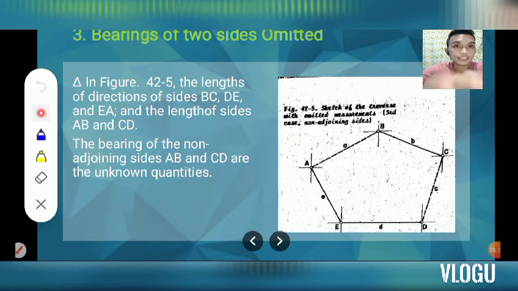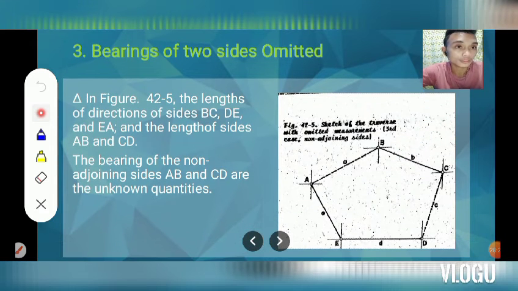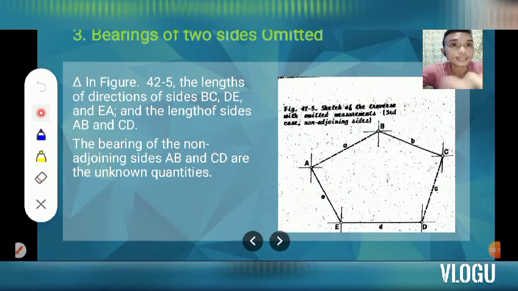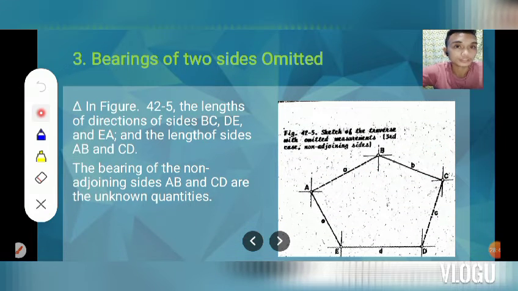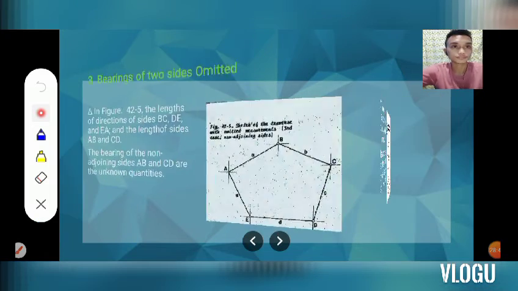Side BC, DE, and EA are our known lines. The lengths of sides AB and CD are unknown. Okay, next.